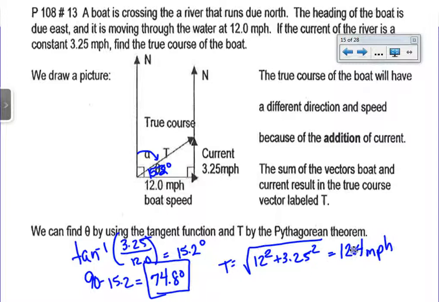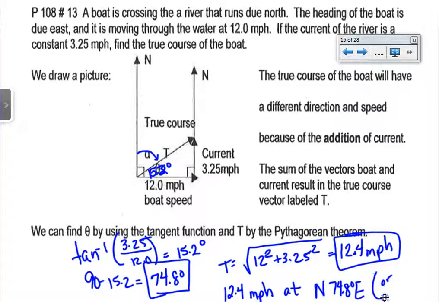So our boat is really heading in a very different direction than it intended. So the true course is 12.4 miles per hour at a bearing, and you can either say north 74.8 degrees east, or if you just said 74.8 degree bearing, I would understand that that meant off of north.